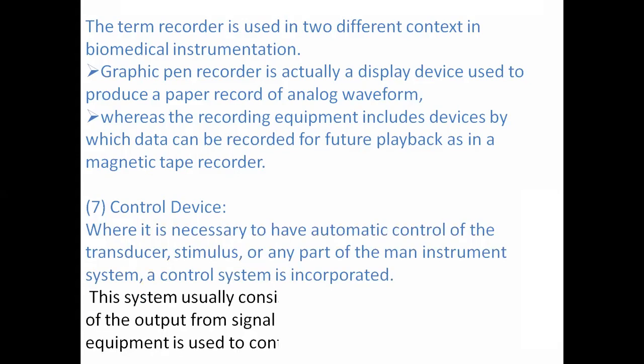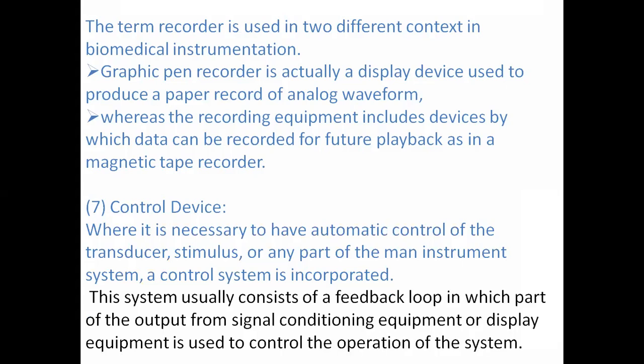This control system consists of a feedback loop, which is part of the output from signal conditioning equipment or display equipment, used to control the operation of the system. Generally, the input for the control system is taken from the display or signal processing unit, and depending upon those signals, it will generate the output signals, and those output signals will be sent to the stimulus and also the transducers. According to those applied signals, the transducers and stimulus will get the information.